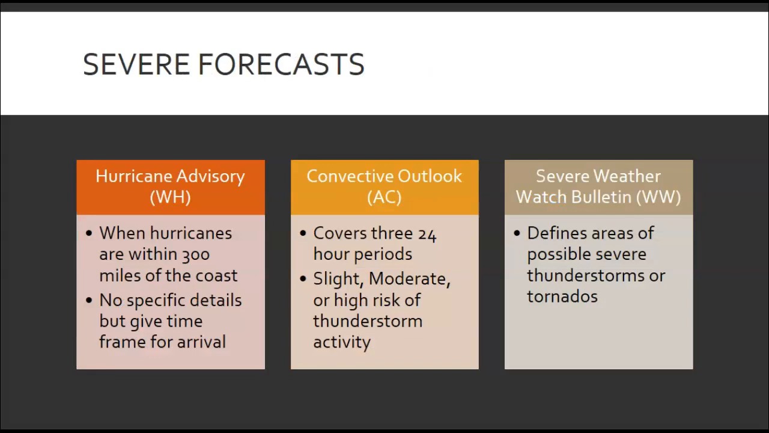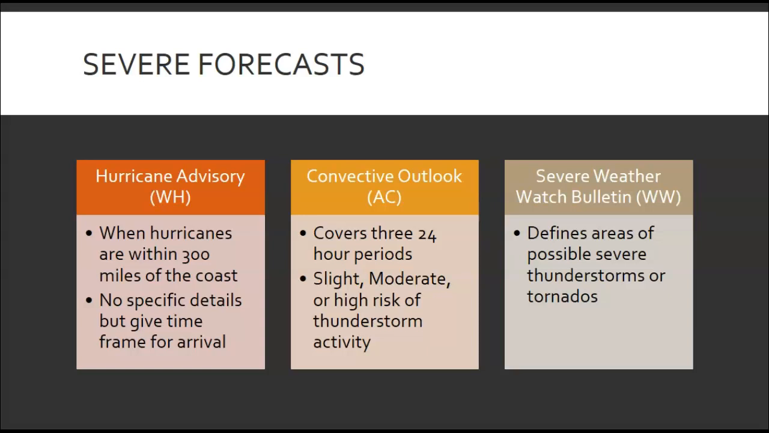There are 3 severe weather forecasts that you should become familiar with. They're the Hurricane Advisory, or WH, the Convective Outlook, or AC, and the Severe Weather Watch Bulletin, or WW. A hurricane advisory is issued when hurricanes are within 300 miles of the coast. There are no specific details given for time of arrival, since that can vary, but it's important for you to keep an eye on this, especially during hurricane season.